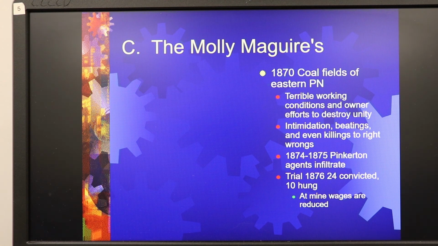That's when the company decided to use Pinkerton agents. Pinkertons were actually the first detectives, but they used them to kind of infiltrate the group undercover and collect information. And they were able to get enough evidence to indict the leaders. There was a trial in 1876 where 24 were convicted, 10 were hung. And meanwhile, with the resistance now gone at the mines, the owners reduced the wages of the miners.